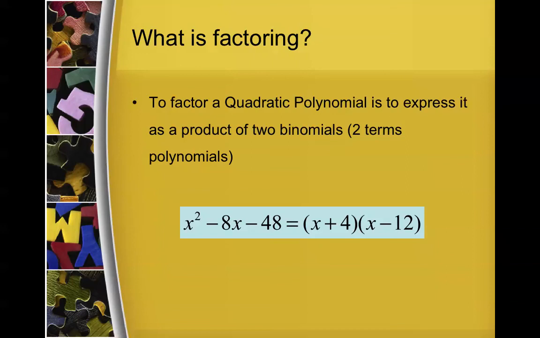So what is factoring? When I ask you to factor a quadratic polynomial, it's the same thing as expressing it as a product of two binomials, and binomials, as you learned, are two-term polynomials. So here is an example. x squared minus 8x minus 48 is equal to x plus 4, which is one binomial, multiplied by x minus 12, which is another binomial.